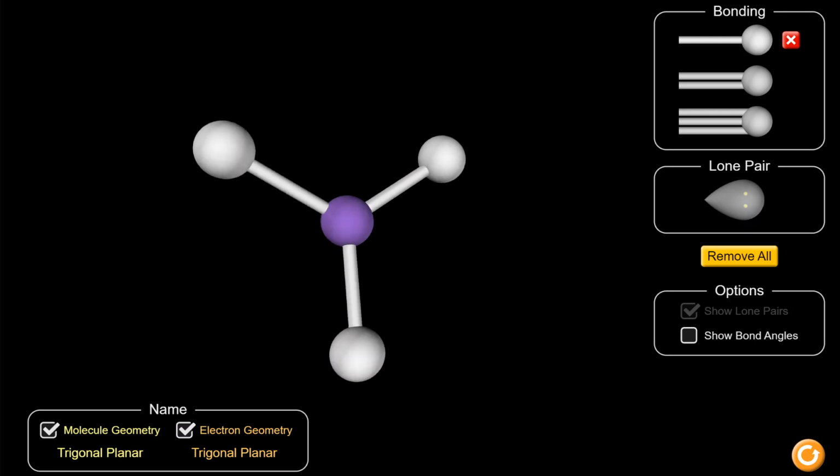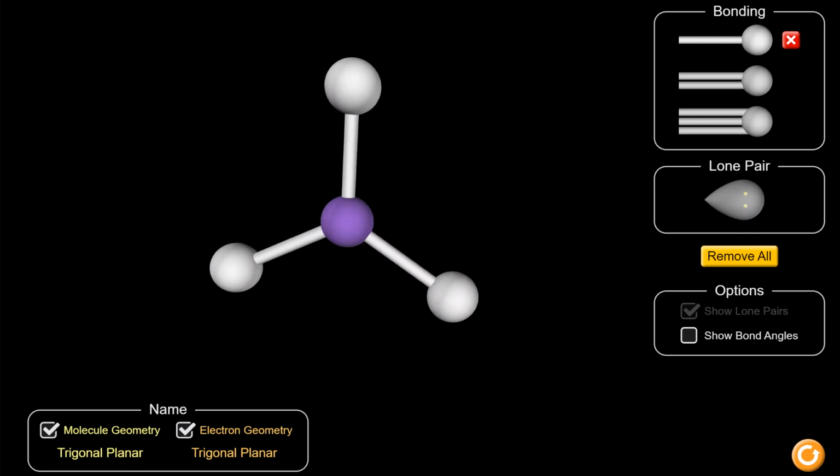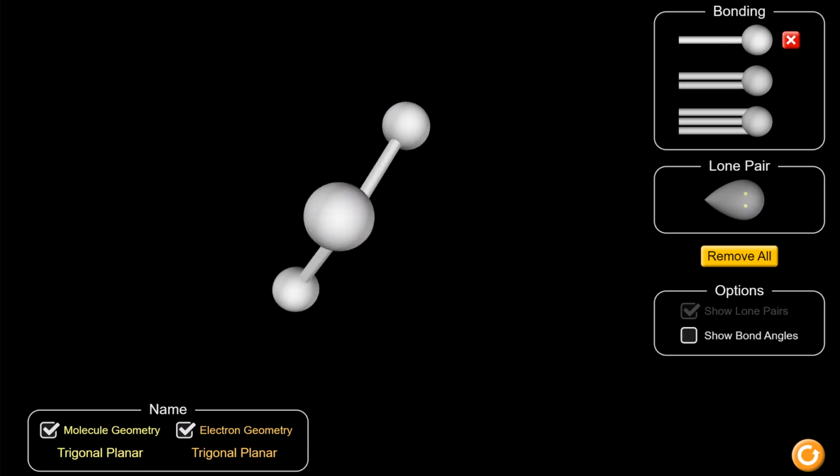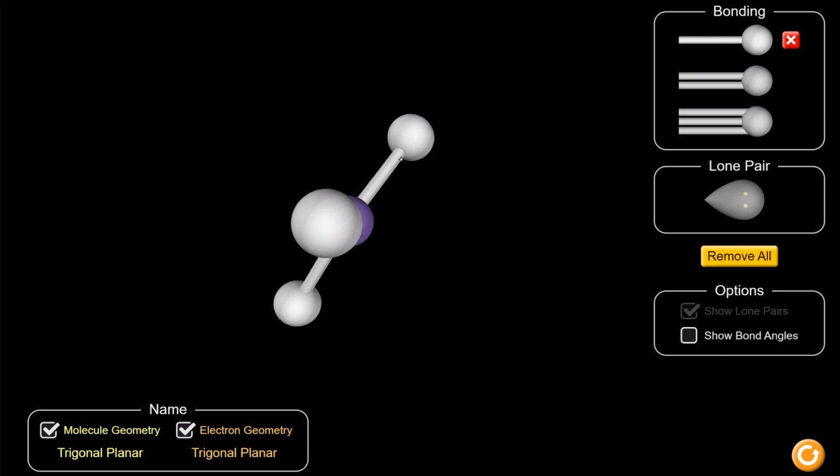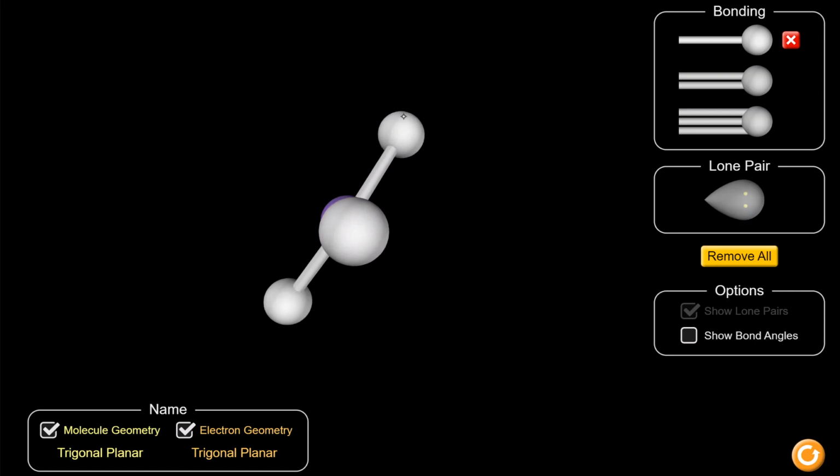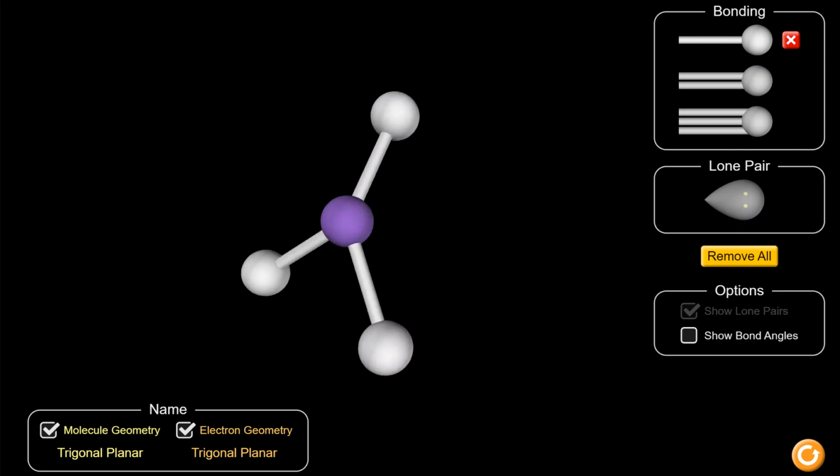I'm going to skip linear because it's really easy. The next one was the trigonal planar. This one is flat on the screen. You can kind of turn it so that you can see it from an angle, that these three atoms are on the same plane.